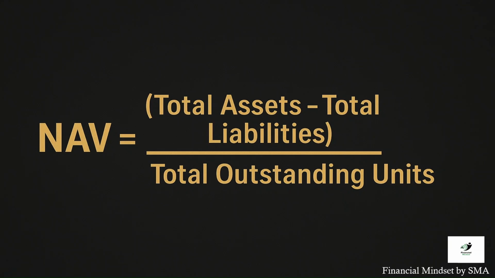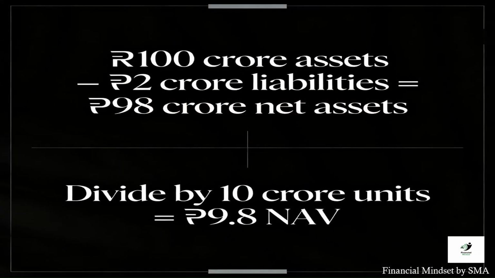Once we know the net assets, we divide that number by the total number of units held by the investors, or we can say the total units issued to the investors. This gives us the NAV, or the net asset value. For better understanding, we will use an example.